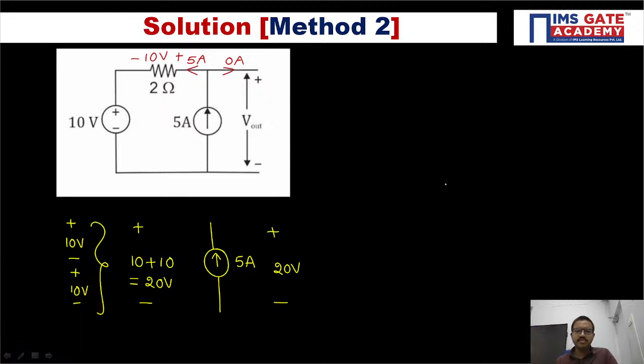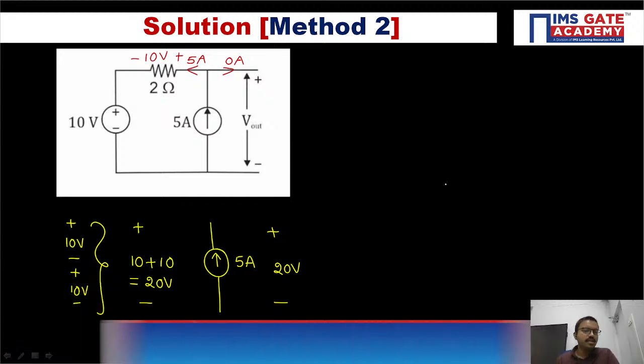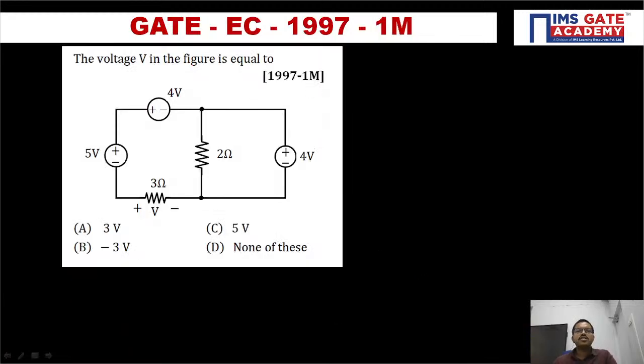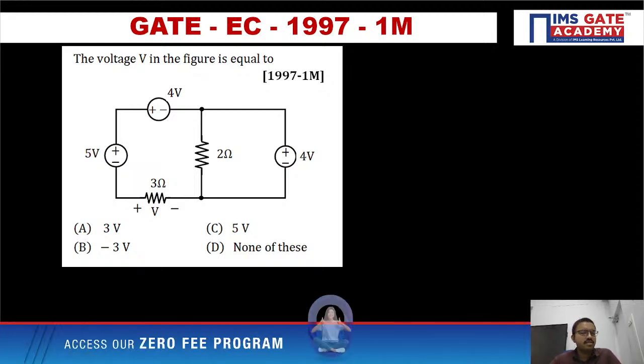I hope it is clear for everyone regarding the second method. Right? Yeah. So the final answer for this question is option D. Next question, EC 97 for 1 mark. I am giving time for everyone. All of you can try your level best.